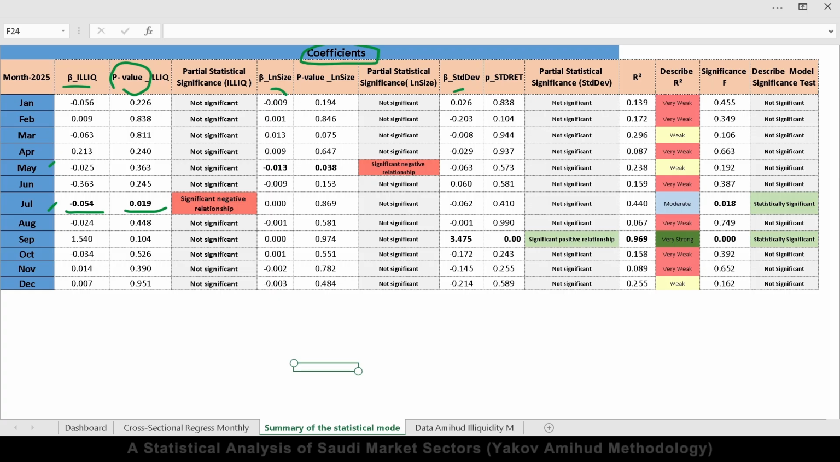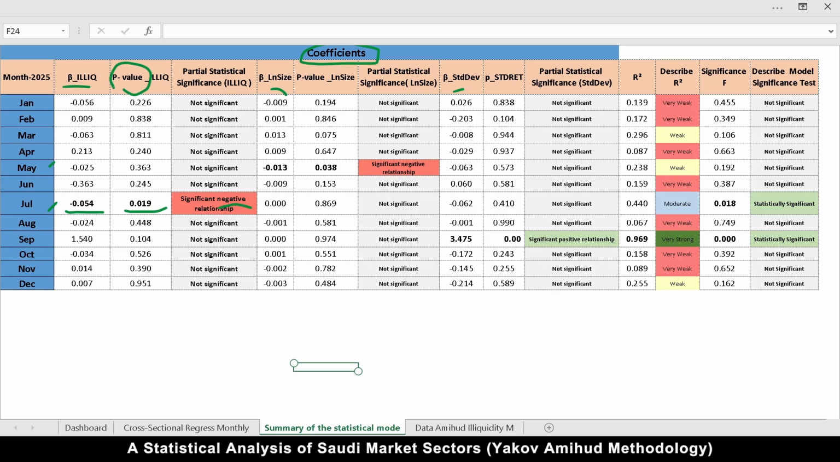The beta coefficient was minus 0.054. This means the relationship was inverse. As the illiquidity indicator increased, returns decreased. In other words, lower liquidity in the sector was associated with lower returns.